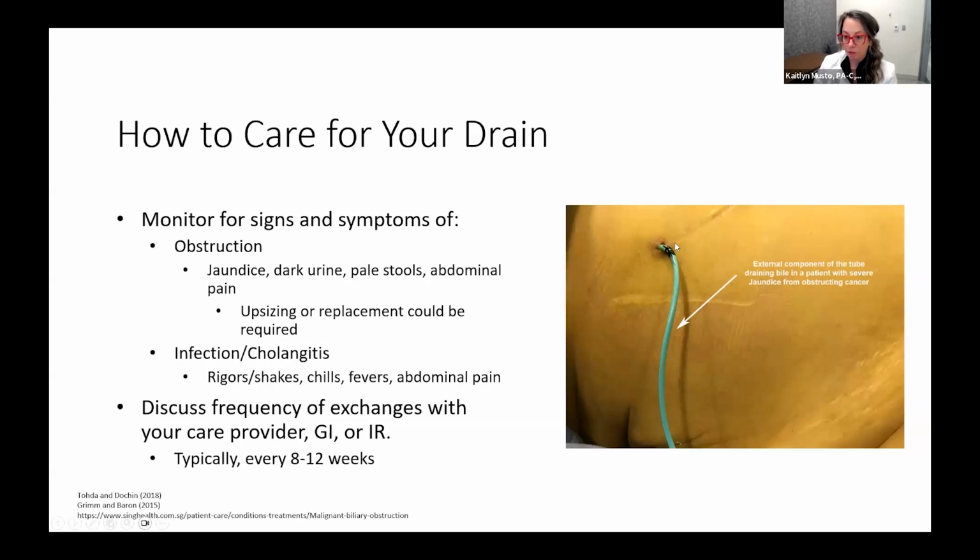This is just another picture here. This is what the tube looks like coming out of the skin, and there's a suture that you can see there that's attached. You'll want to discuss the frequency of exchanges with your healthcare team, your GI team, or your IR team. Usually about 8 to 12 weeks for the internal stents to be exchanged, and typically about the same for the external or the biliary drains to be exchanged as well.